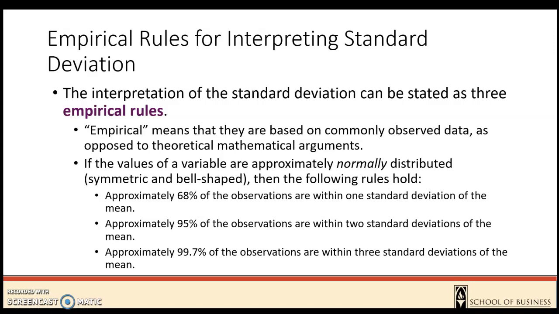We take a look at it. And so typically what you end up seeing is 68% of your data is going to fall within one standard deviation of the mean. 95% of your observations will fall within two standard deviations, and 99.7% will fall within three standard deviations.